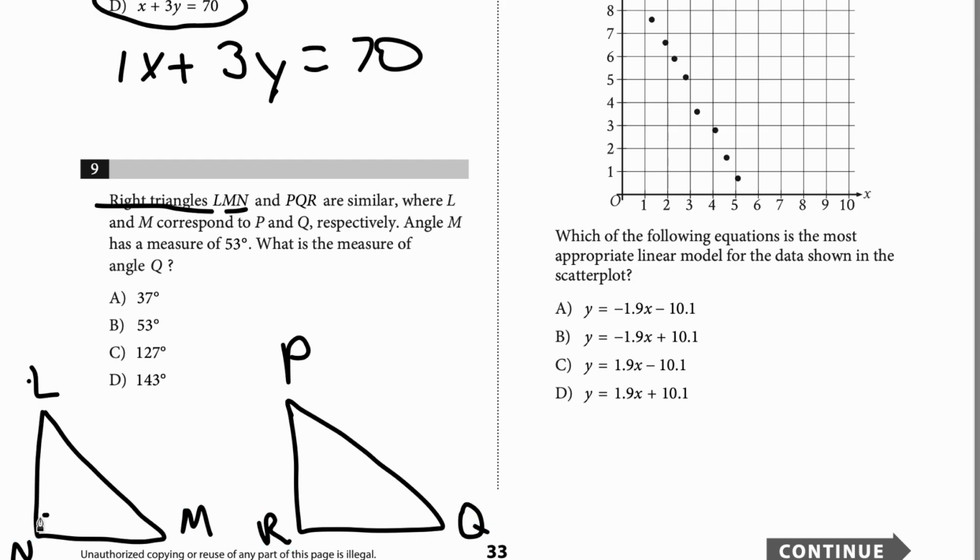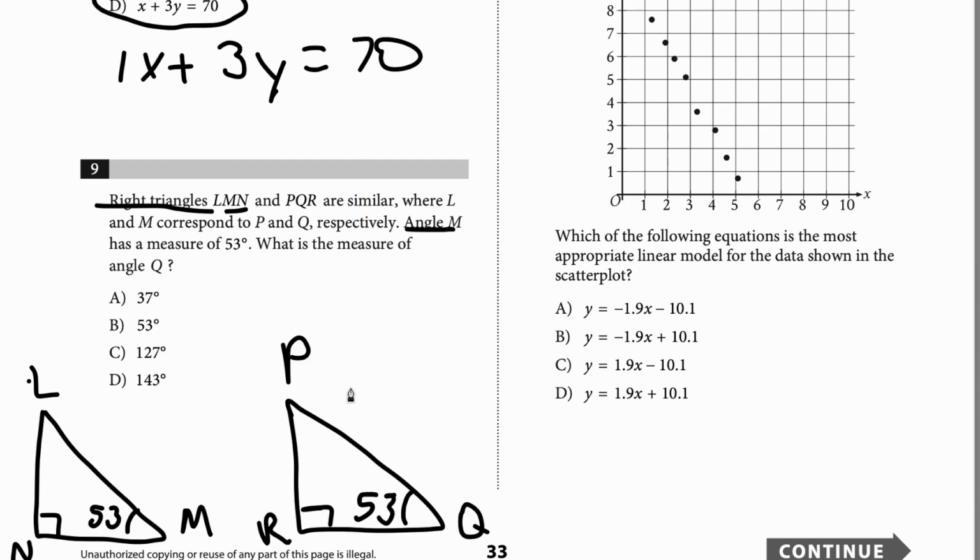So let's draw out the right triangle part of this. It's important to note that in the question it says angle M has a measure of 53 degrees. So this angle would be 53. And angle Q would also have 53 degrees.